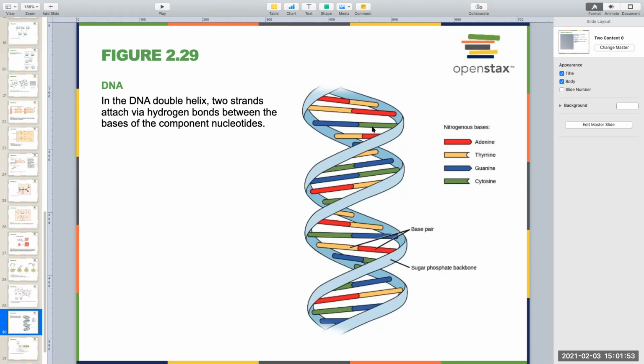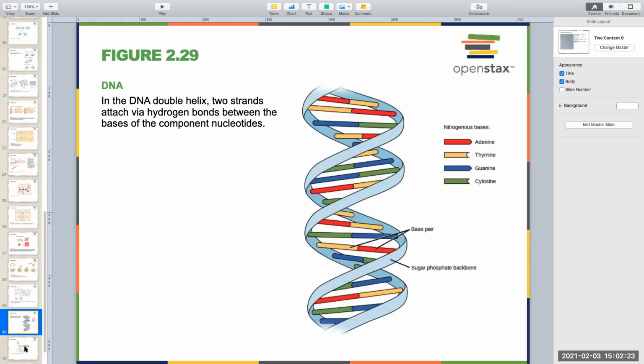If this is RNA, it would be a single strand. It's not double stranded. And adenine would pair with uracil. Remember, thymine is specific to DNA, and instead of thymine, RNA has uracil.